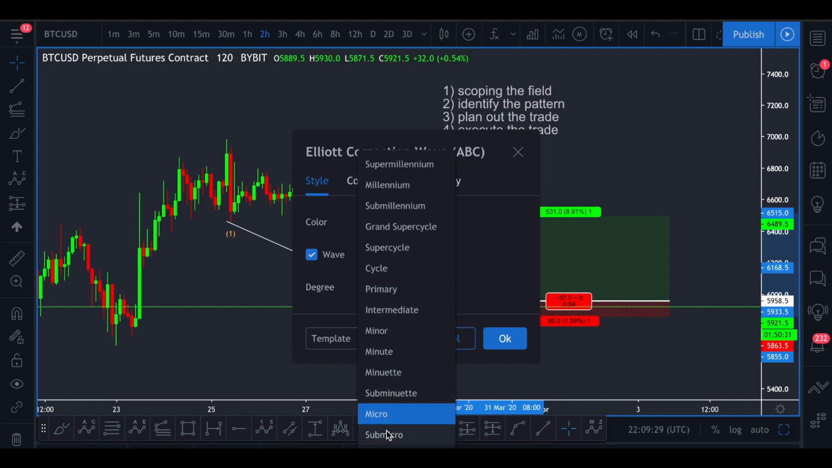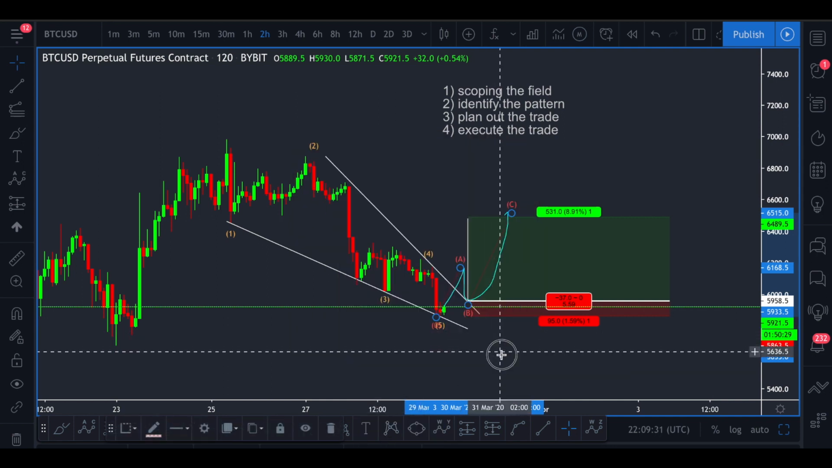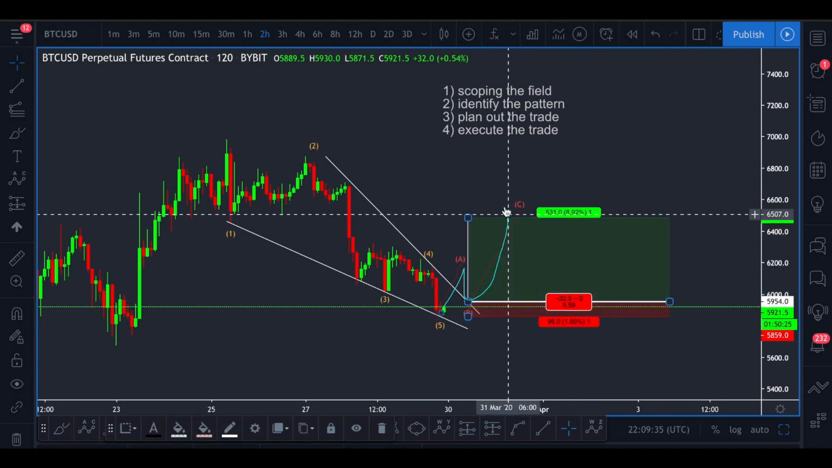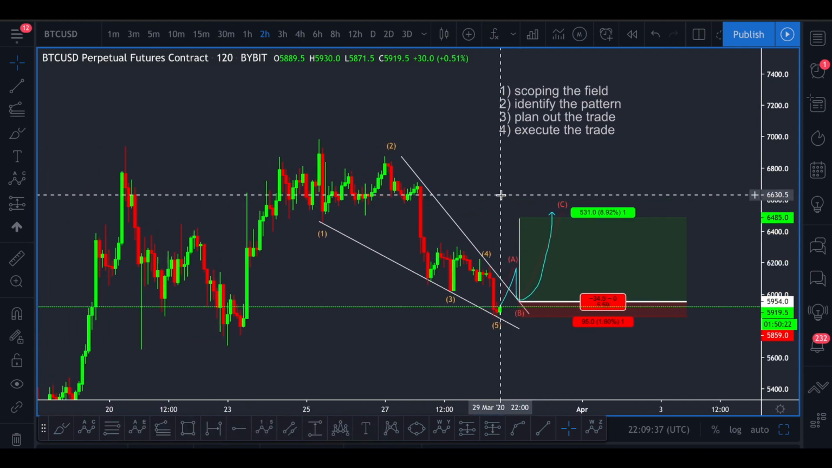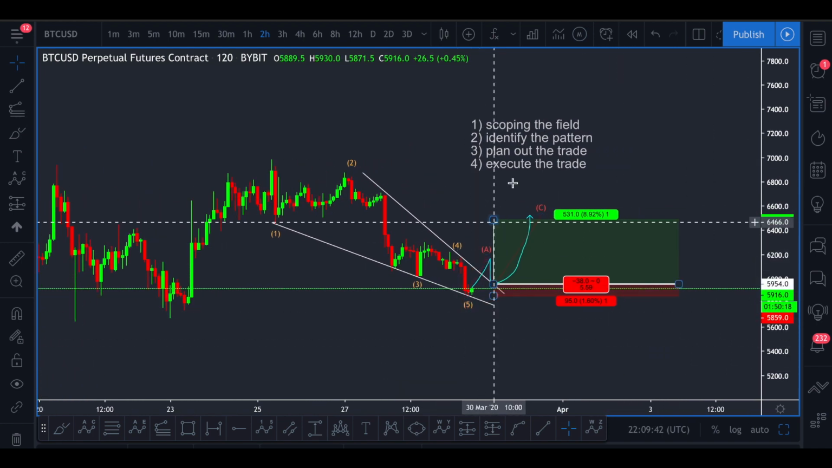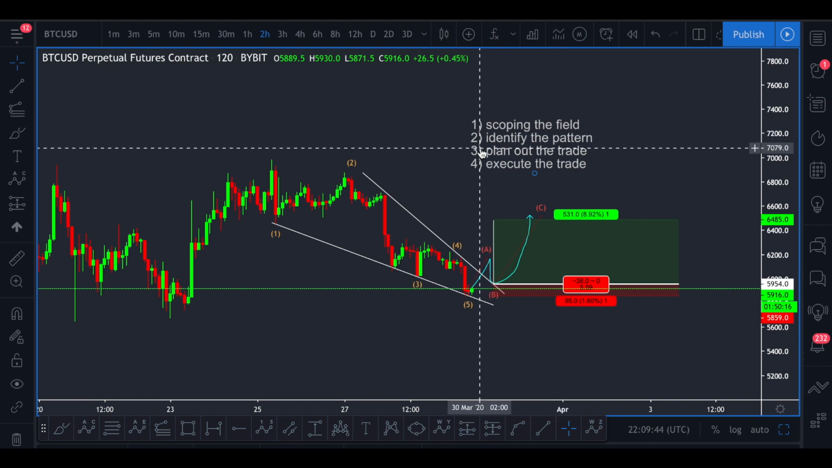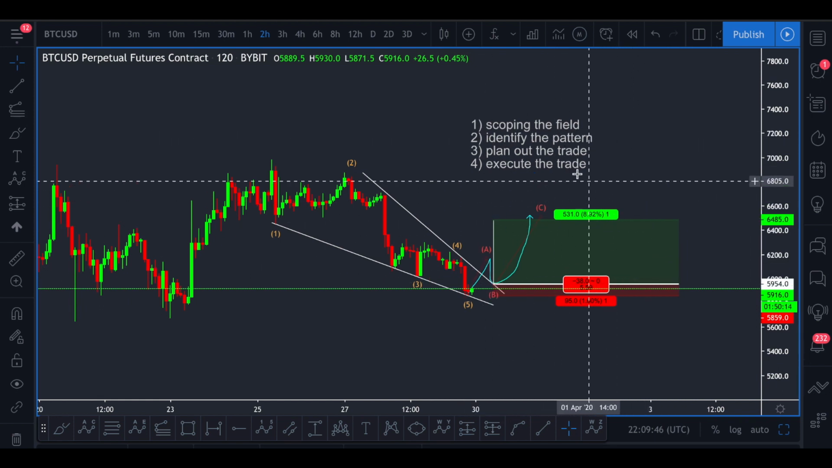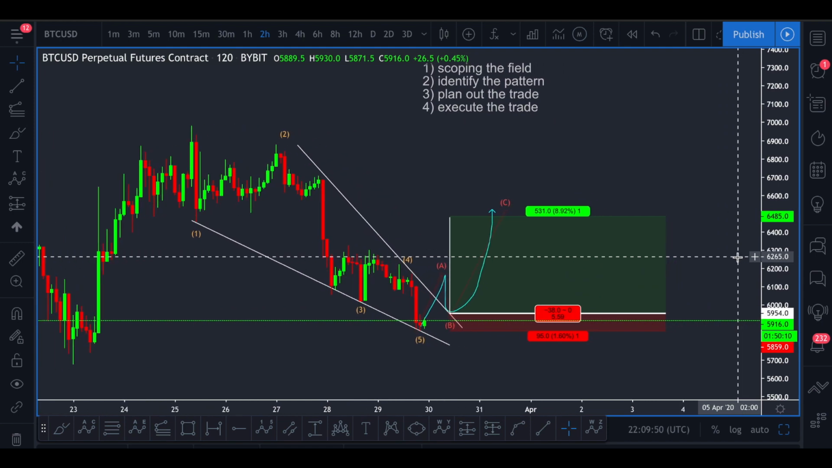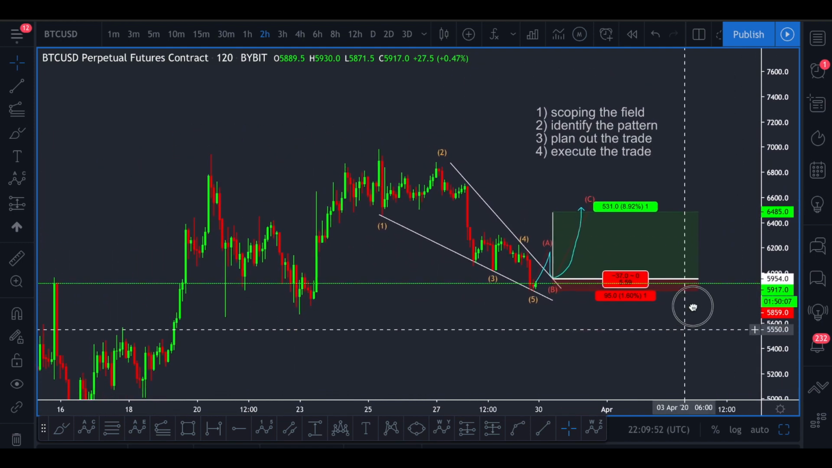All right, so that's it for today. I just wanted to give that quick Bitcoin update. And it's just interesting because it's a Bitcoin update, but at the same time, it's a perfect live example of how to trade that falling wedge. So just to recap, we scoped, we identified the pattern, we planned out the trade right here, and we're just going to wait for that trade to execute. And that's it, guys. That's the falling wedge on Bitcoin. This is a great trade to take.